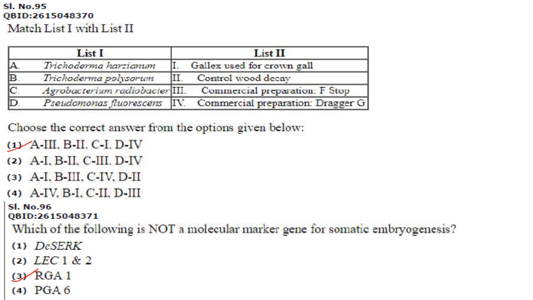Then next question. Which of the following is not a molecular marker gene for somatic embryogenesis? It is RGA1, whereas others are molecular marker genes for somatic embryogenesis. The RGA1 is not.